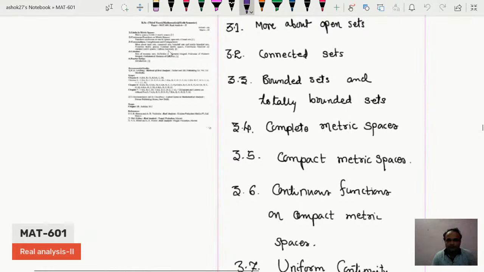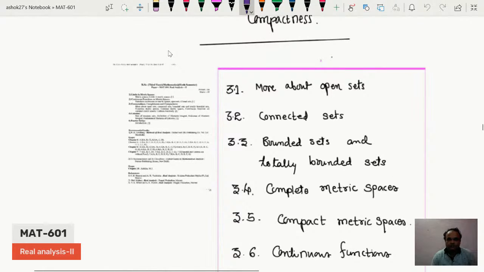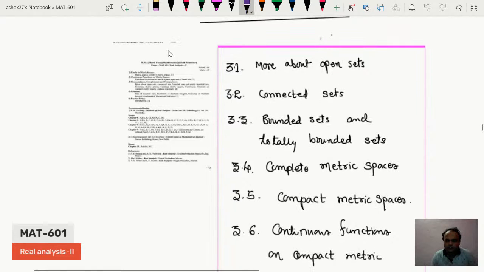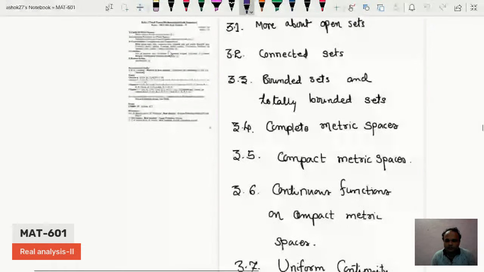So this is Chapter 3. 3.1 is about open sets. 3.2 is connected sets. 3.3 is bounded sets and totally bounded sets. And 3.4 is complete metric spaces. Up to 3.3 we have seen in the previous lecture. In 3.4 we will define complete metric space, and there are certain properties of complete metric spaces.